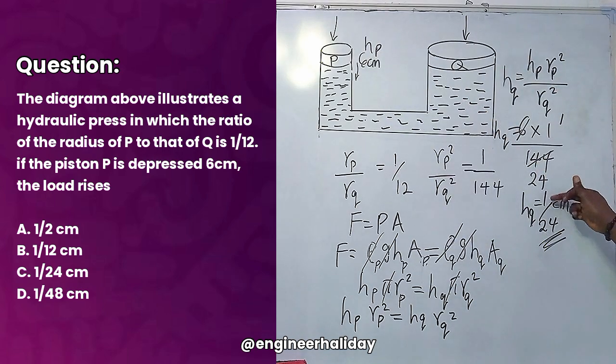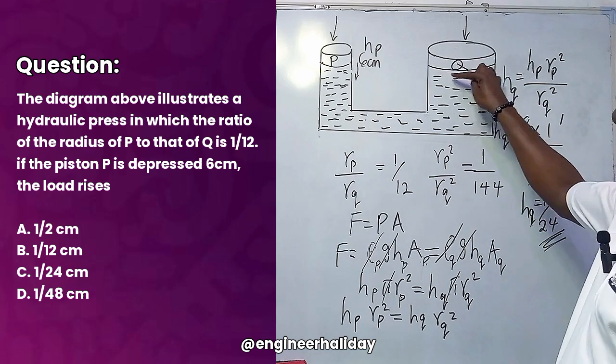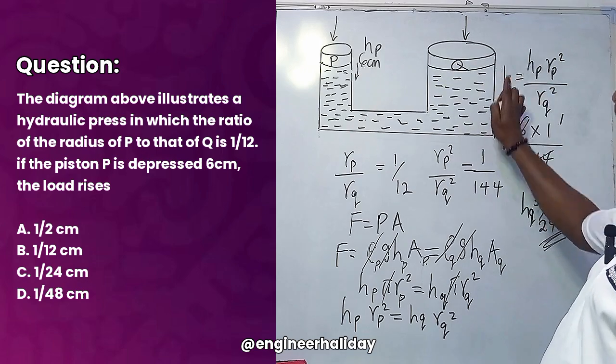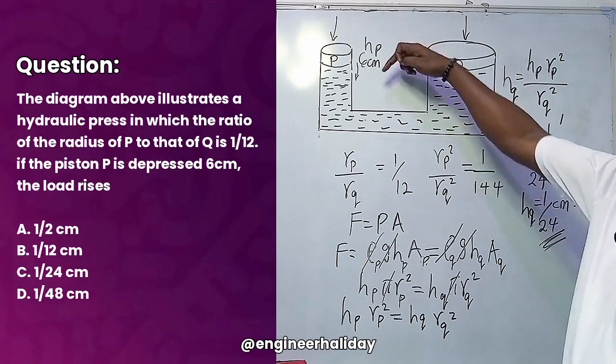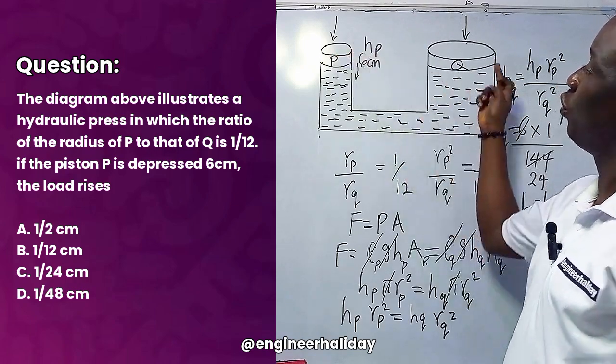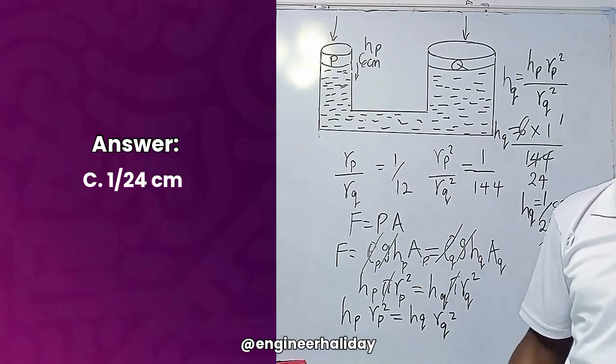If you check this value, it's very small. It will rise by this amount because the surface area is wider. So the rising will be a little bit, while the depression will be more because the surface area is narrow compared to this. Don't forget, the hydraulic press works by Pascal's principle.